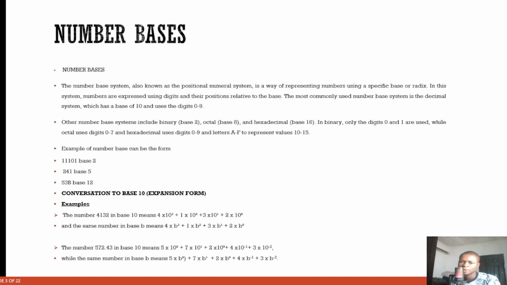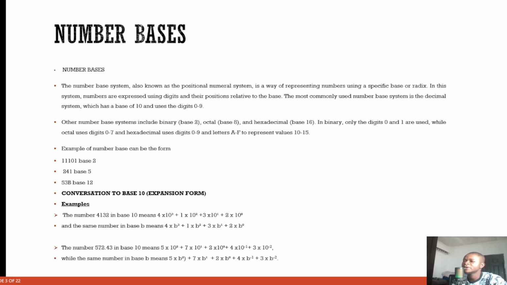But I will also let you know that there are some formations that we can have as far as number base is concerned. That's why I'm taking you through the next one, which is examples of number base system based on their formation. So we can have a number in the form 11101 base 2. We can also have 241 base 5. We can also have 53B base 12.